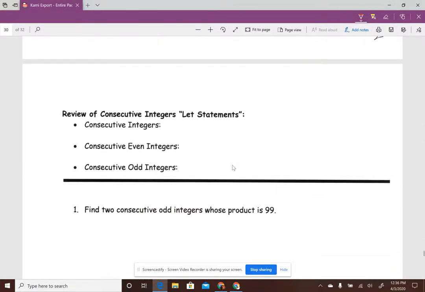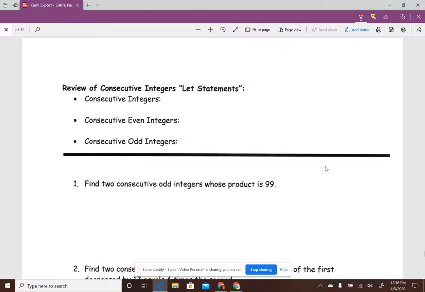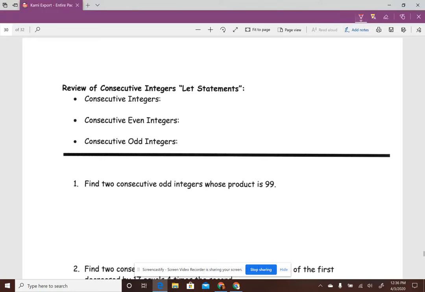I'm going to go through page 30 with you. We did do consecutive integers in the beginning of the year. Hopefully you remember a little bit about them. I will look for the little video that we had seen in the beginning of the year and I'll post that as well. Basically, the word consecutive means one right after the other. So like if you did something Monday, Tuesday, Wednesday, that would be 3 consecutive days. Okay? So consecutive integers, you would do x plus 1, x plus 2, x plus 3, etc.